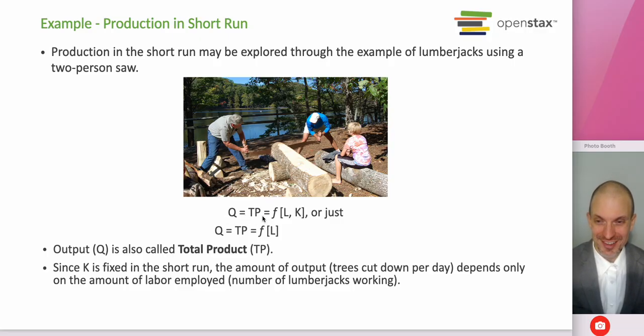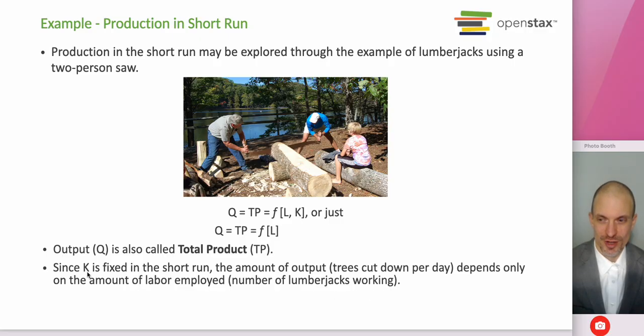Okay, so my quantity is going to be my total product, which is going to be the output of taking labor and capital. My capital is going to be the saw. My labor are going to be these two characters, and then I guess their shift boss who's inspecting their effort. All right, so since K is fixed in the short run, capital is fixed, the amount of output, trees cut down per day, depends only on the amount of labor, the number of lumberjacks working.